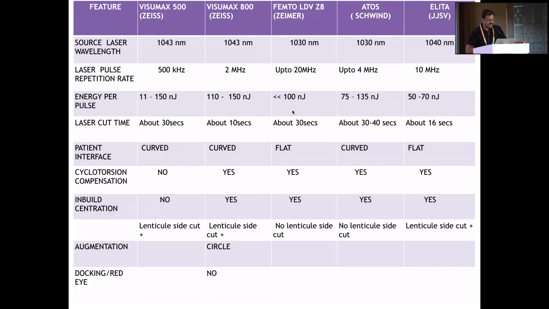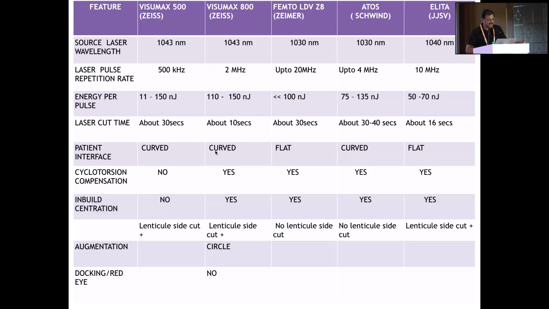The energy is quite comparable, but here Elita stands out, where the energy delivered is very low, almost 50 to 70 nanojoules. So the heating is less, and it may translate into day one clarity. The laser cut time for us on VisuMax 500 was 30 seconds, and it shifted to close to 8 to 10 seconds on the 800 platform, but all these platforms usually take around 30 to 40 seconds.